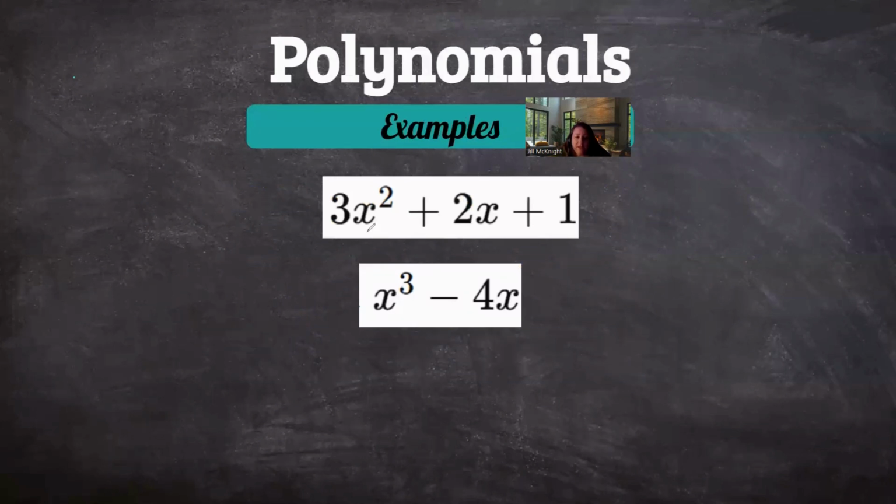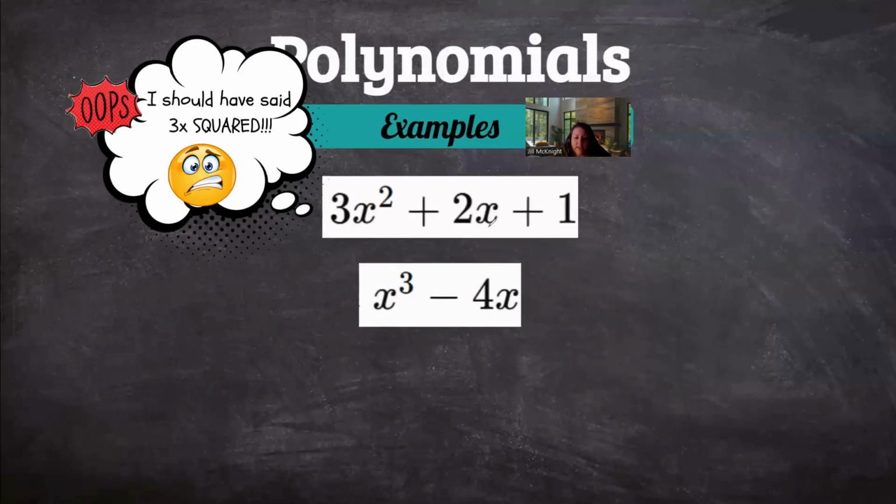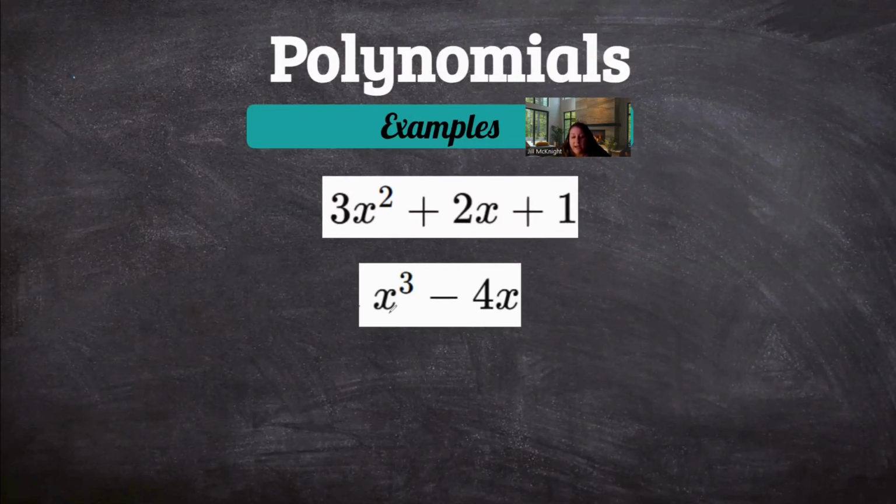We have 3x plus 2x plus 1. That's a polynomial. And then we have x cubed minus 4x. That's another example of a polynomial.